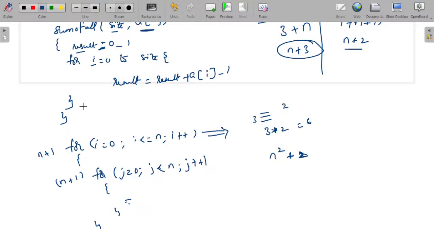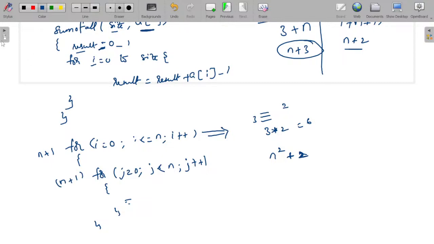Okay, so it is n cube, because we will have three loops inside it, like one loop inside one loop, and then we'll have one more loop in it. So it will be n into n into n, where we will end up with n cube. All right, so that is how we compute time complexity and space complexity.